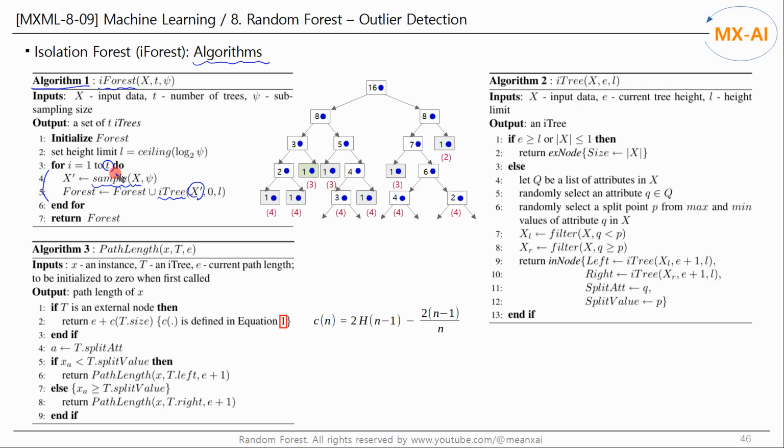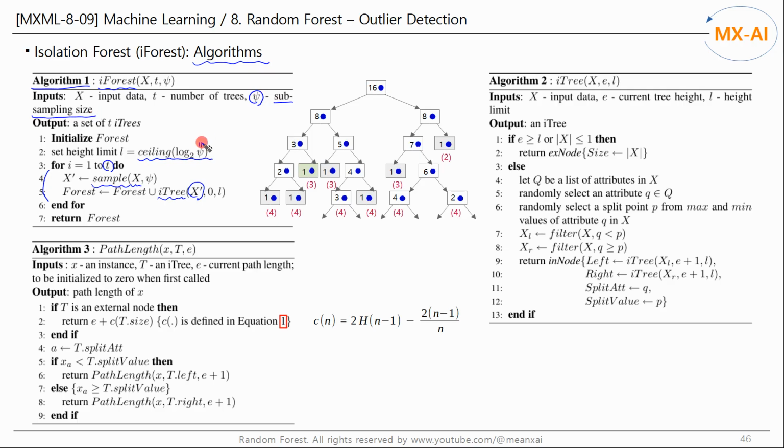Earlier, when we discussed the key idea of isolation forest, I explained that we keep splitting the tree until each leaf node contains only one sample. However, instead of growing the tree until each leaf node contains only one sample, the authors limited the maximum depth of the tree. They limited the maximum depth of the tree to the ceiling of log base 2 of psi. Here, psi represents the number of samples in the random subset.